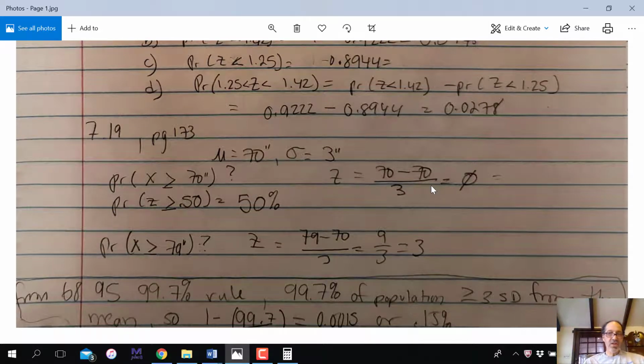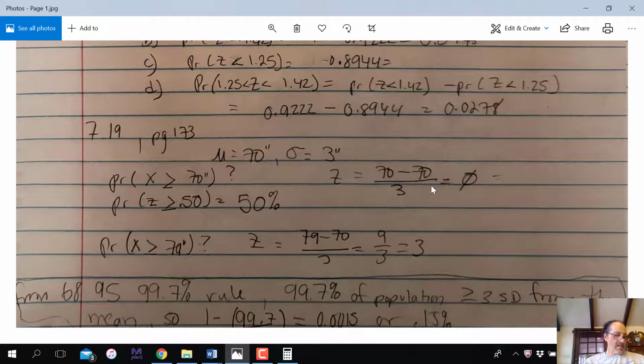A 6'7" tall man. Whoa, 6'7" tall man. Have you ever wondered why a man who is 6'7" tall seems so much taller than a man who's 5'10", even though he's only 13% taller in relative terms?